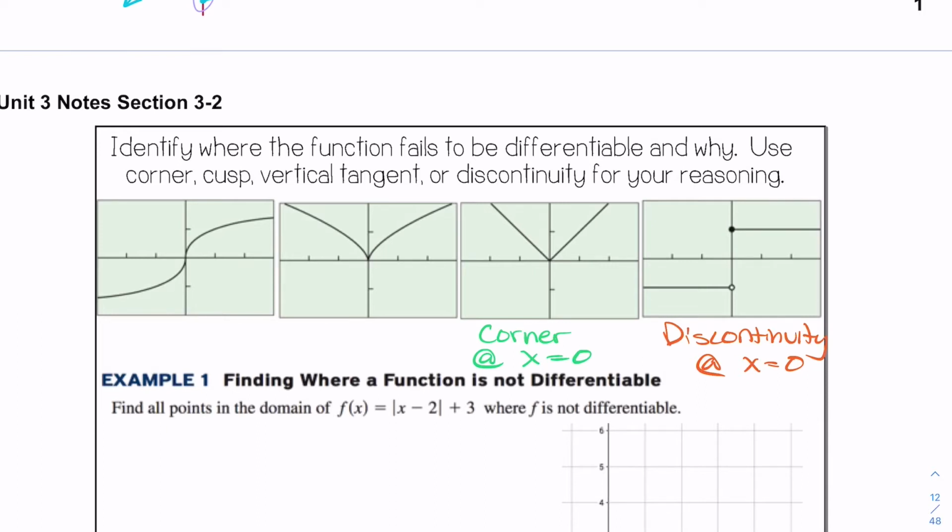This one you have two different infinities happening. You have a negative infinity and then a positive infinity as these lines move closer to 0. So this is a cusp at x equals 0.